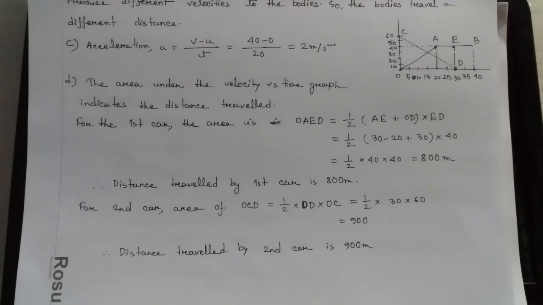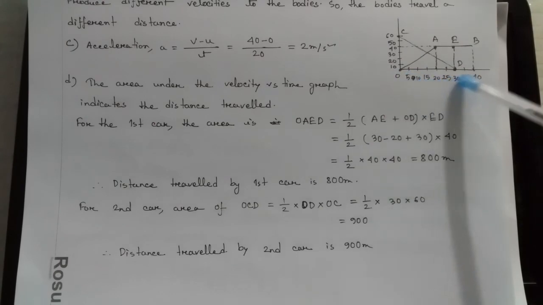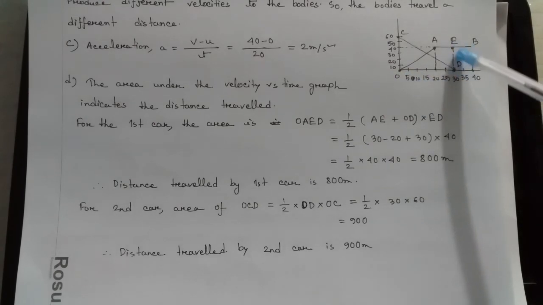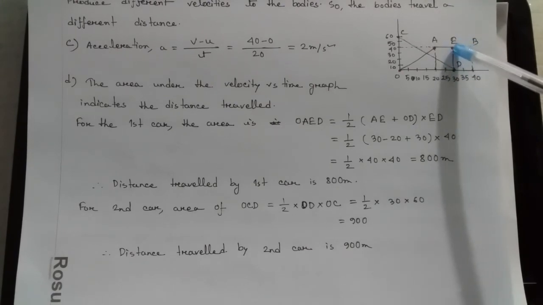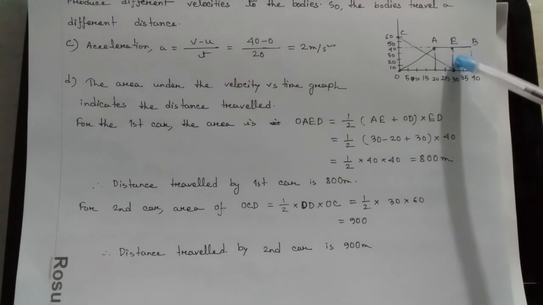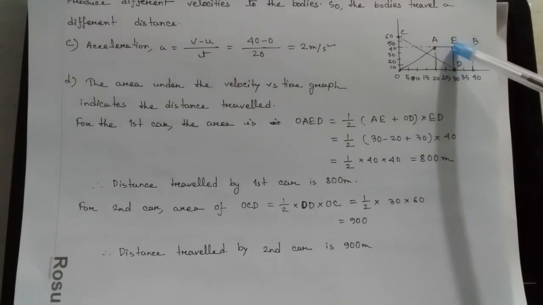And our question number D was, which car is traveling more distance in 30 seconds? For the 30-second time, which car is traveling more distance? If we just mark the 30-second point on the graph, instead of the point P, we are getting a new point here. We just draw a line over here. We are getting a new point E.